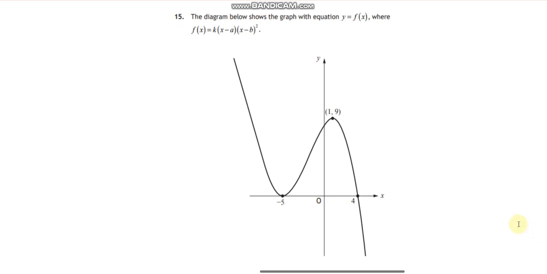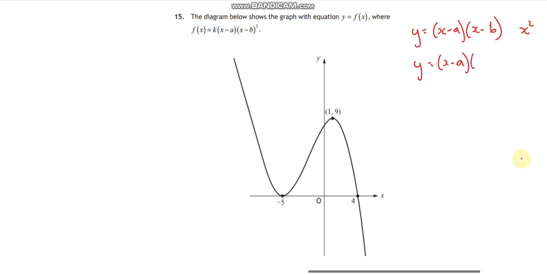And the last question, we've got a polynomial. It's given as our general function. So just remember, for a quadratic, your general function, x take away a, x take away b, i.e. for a quadratic, for an x squared power 2, you're going to have two roots. And for your polynomial, x take away a, x take away b, x take away c, you should end up with three roots, x cubed, three roots.